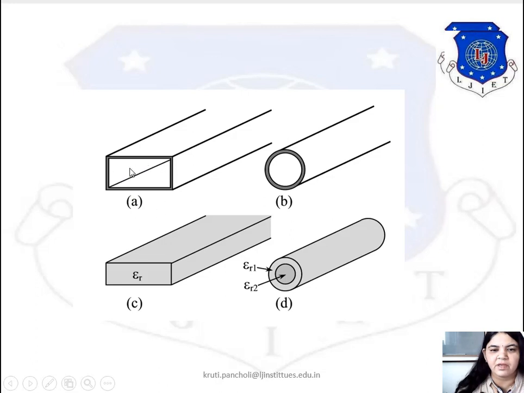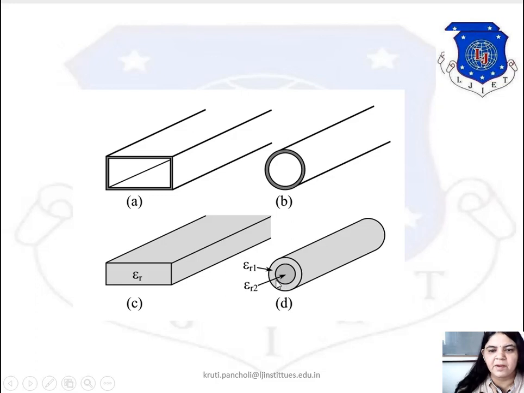It is shown in figure A. This is the structure of the circular waveguide in B. Here it is shown that the rectangular waveguide is filled with a material having the permittivity epsilon r. Over here, this is the circular waveguide.